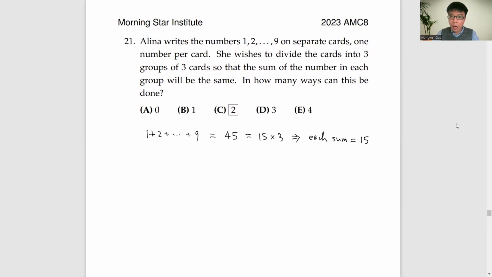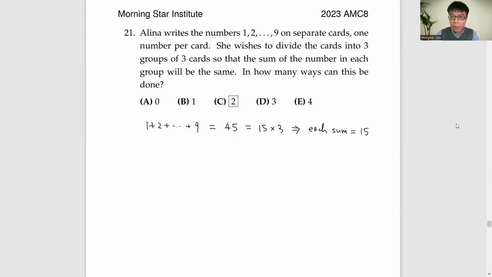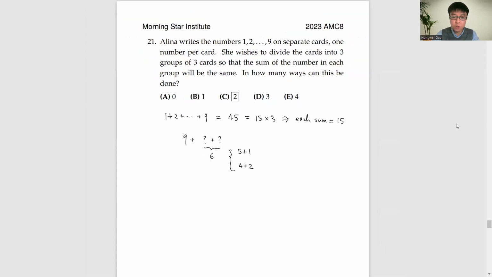Right, so it's kind of convenient to consider a large number. For example, 9. If we consider 9, it's 6 away from 15. So 9 plus something, so the other 2 numbers equal 6. And how to make 6? There are basically 2 ways. Either 5 plus 1 or 4 plus 2. Now let's discuss these 2 scenarios.